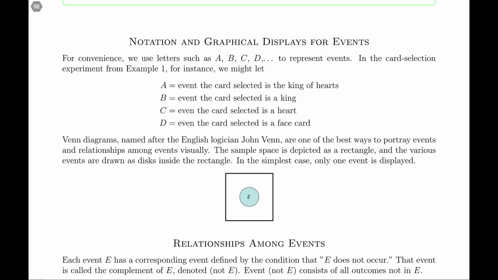So if we put letters on the events that we just looked at in the first example, we'll call A the event that the card selected is the king of hearts. B will be the event that the card is a king. C is the event that the card is a heart. And then D would be the event that it's a face card.